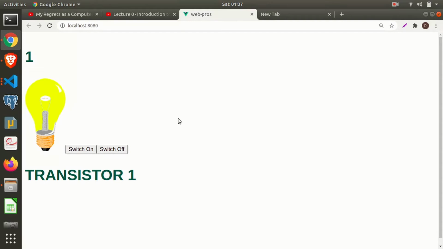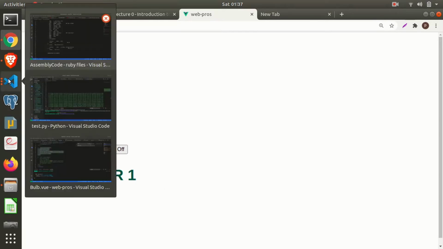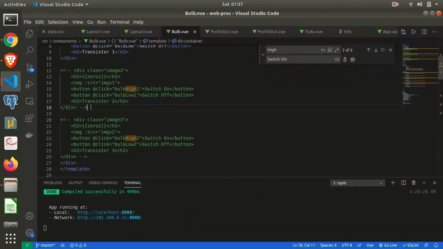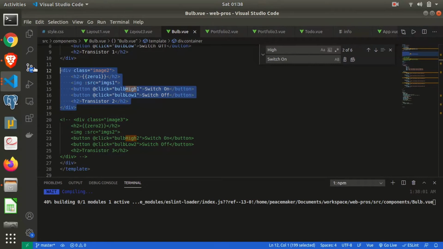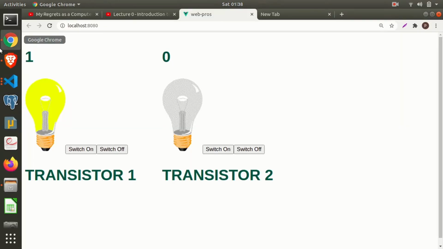To represent 2, we need another bulb, another transistor. Unfortunately, right now our circuit can only represent two values, 0 and 1. So let's add another transistor. We are going to add transistor 2. Now we have two transistors.